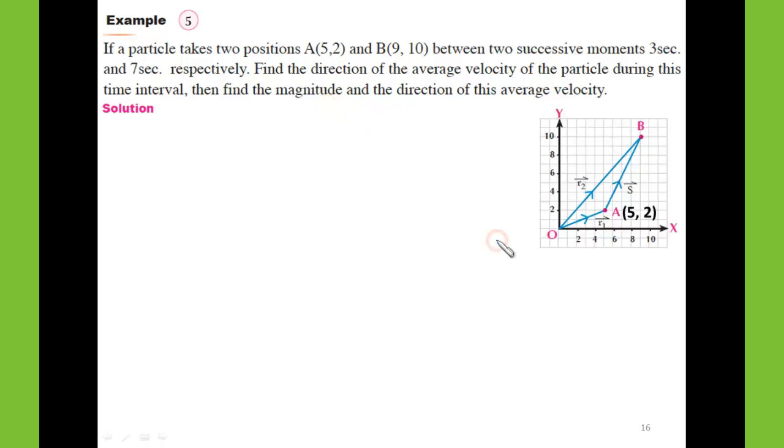So we have the first position at the point A, (5, 2), and the second position (9, 10) according to the given. So from this we can calculate S. S equals R2 minus R1. S equals (9, 10) minus (5, 2), which equals (4, 8). 9 minus 5 equals 4. 10 minus 2 equals 8.